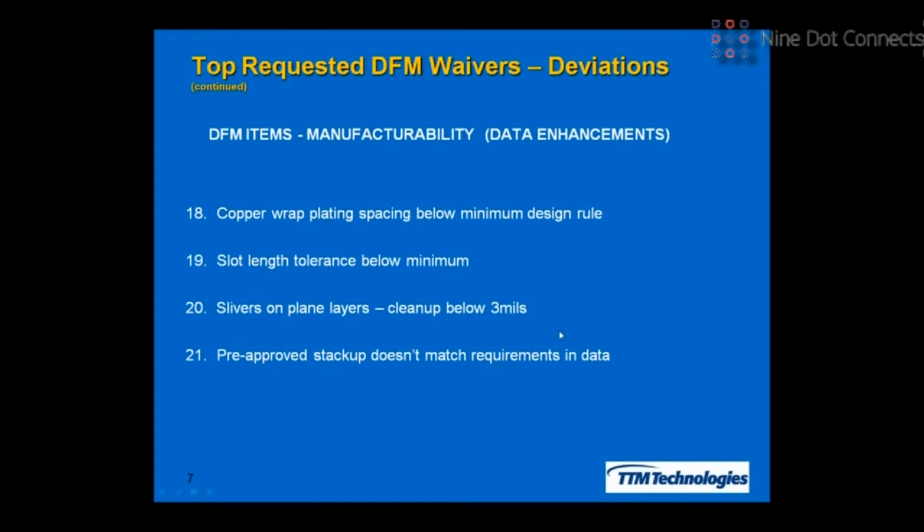Another item that causes the DFM to slow down is when the pre-approved stack-up doesn't match the requirements in the data. Typically, if there's a pre-approved stack-up, those line widths that are determined and agreed upon really should be applied for the layout process. Sometimes adjustments come into play. And of course, if the stack-up doesn't match, we're going to have to go back and figure out how to incorporate the proper sizes.